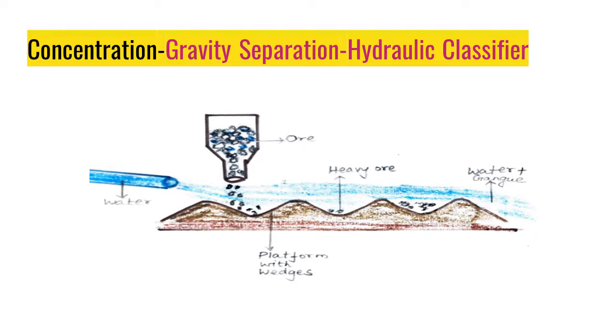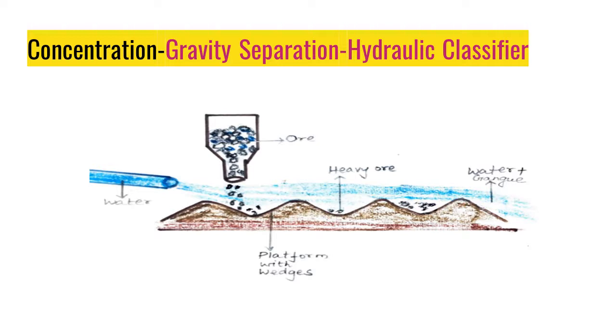There are two types of gravity separation methods available. One is hydraulic classifier, the other is using Wilfley table. So we will see what is hydraulic classifier now. Here we have a hopper through which the ore is poured down, and we have a water reservoir which washes these ores. So when water washes these ores, the lighter gangue material washes along with water, whereas the heavier ore particles get settled down at the wedges which are present in the platform.